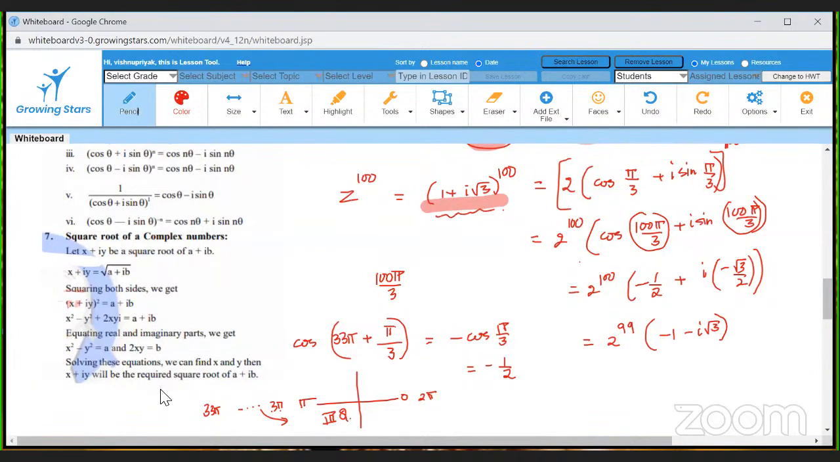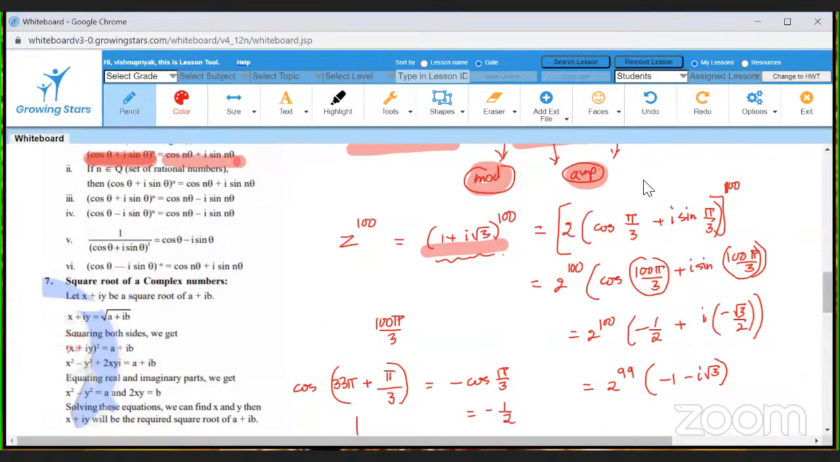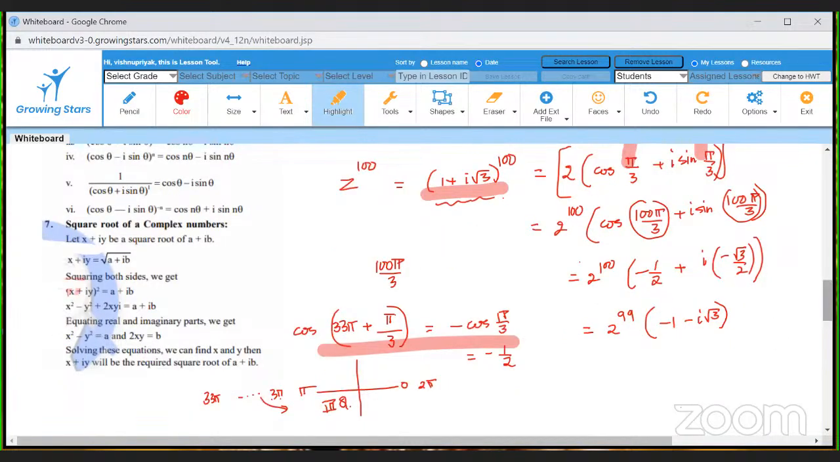So as I told you, this is the shortcut method. If you learn this, it is very simple. You multiply 100 to pi by 3, 100 to pi by 3. After that, break the angle like this and find. Bring it to small form and find the answer.